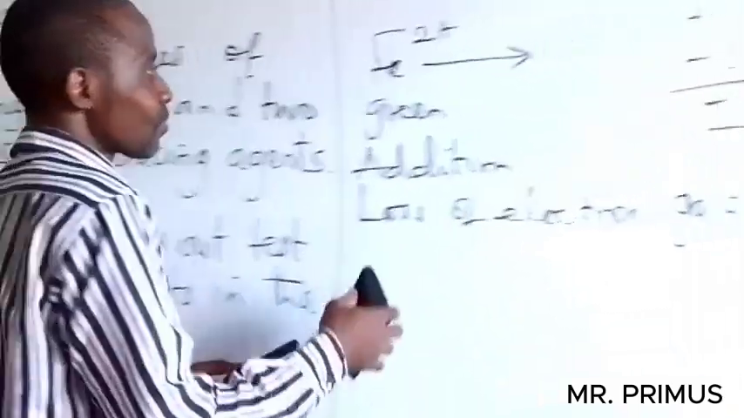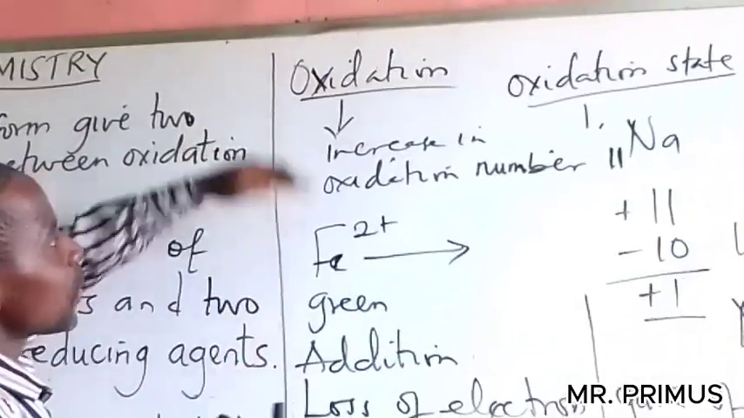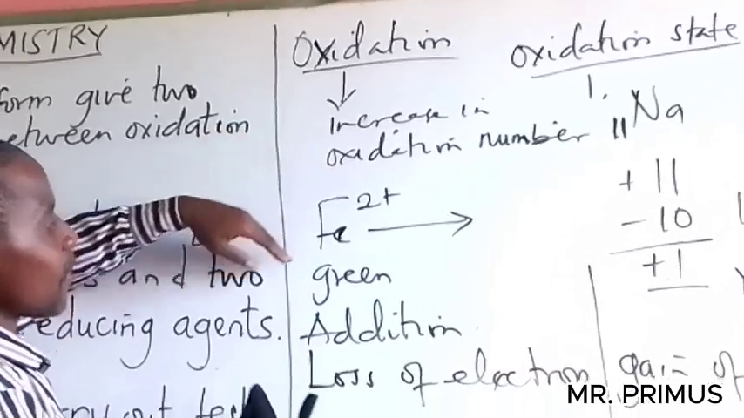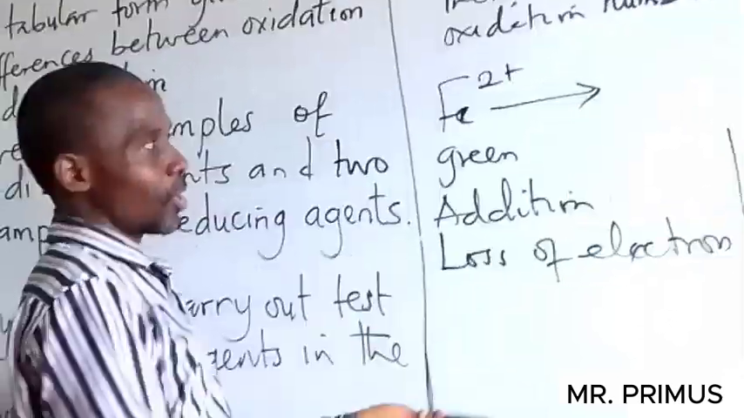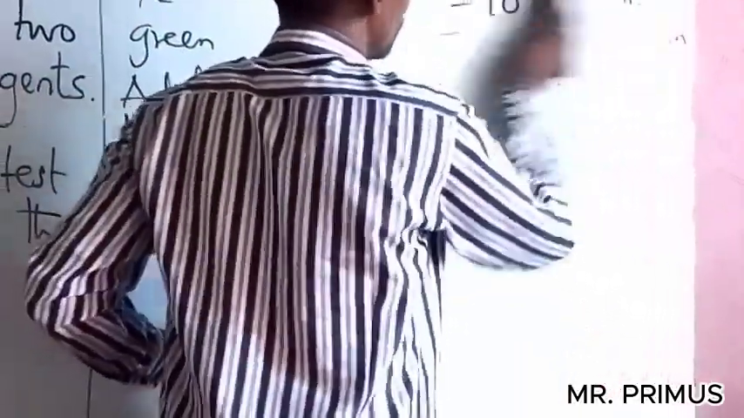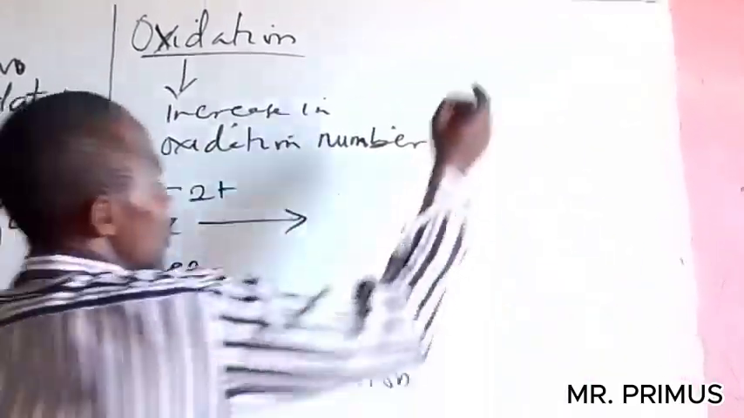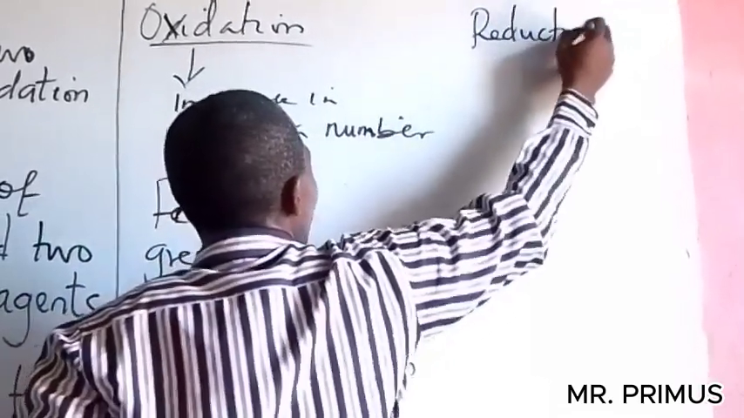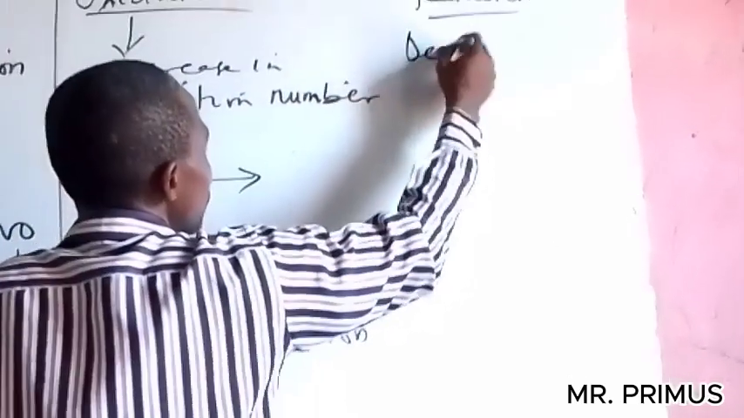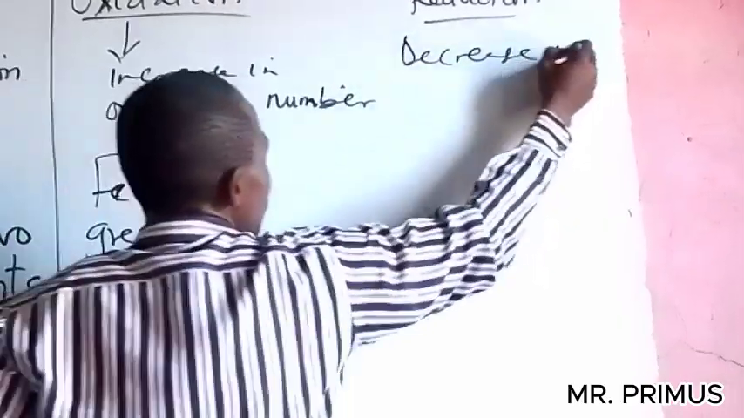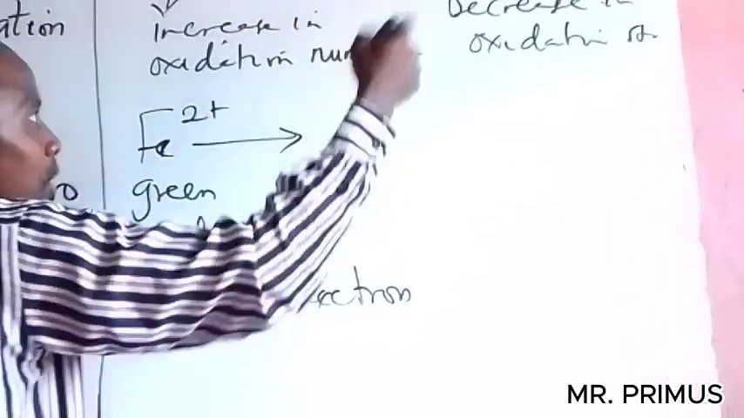Right? So now, let's continue. Now that we have defined oxidation in terms of increase in oxidation number or oxidation state, addition of oxygen and loss of electron, the opposite is reduction. So what is reduction now? Reduction is decrease in oxidation number, in oxidation state or number. Decrease in oxidation number or decrease in oxidation state.